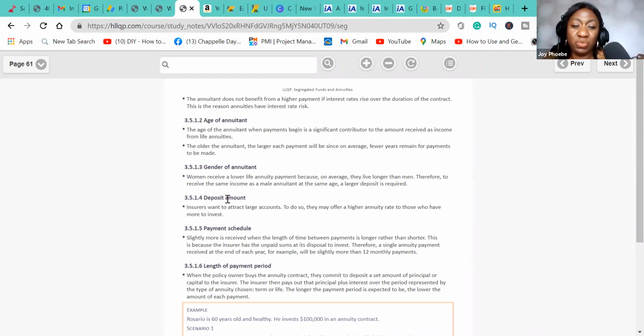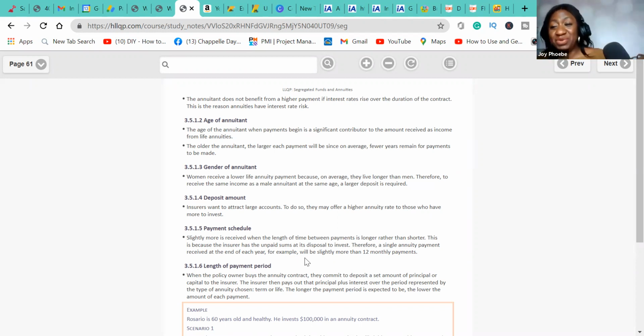Gender of the annuitant. Women receive a lower life annuity payment because on average they live longer than men. Therefore, to receive the same income as a male annuitant at the same age, a larger deposit is required. Wow. So we live longer and as such our payment is smaller. Oh boy. Okay, we talked about gender.